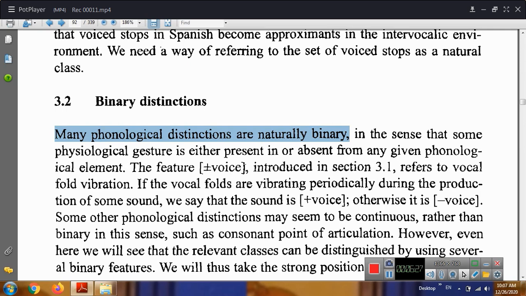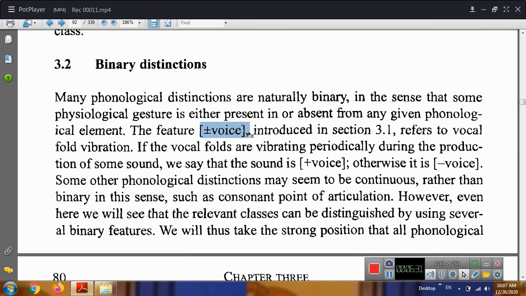For the feature plus and minus voice, please pay attention to the way we show it. We have square brackets, I repeat again, and after that we have plus, meaning that feature is present, or minus, meaning that feature is absent. Introduced in section 3.1, it refers to vocal fold vibrations.